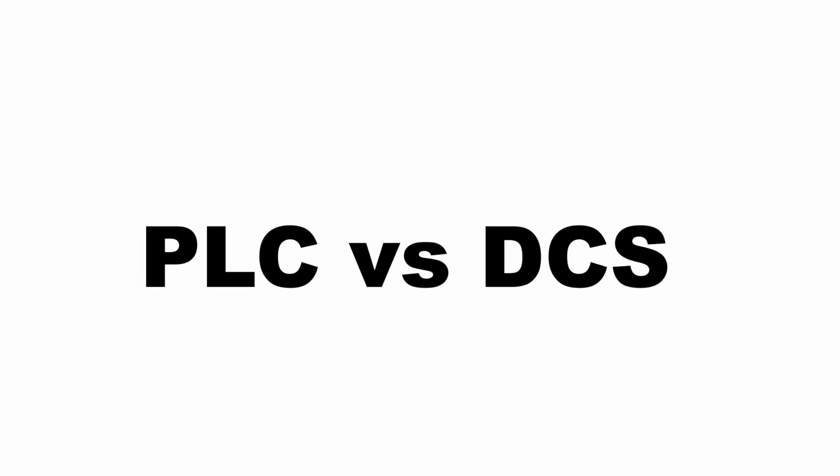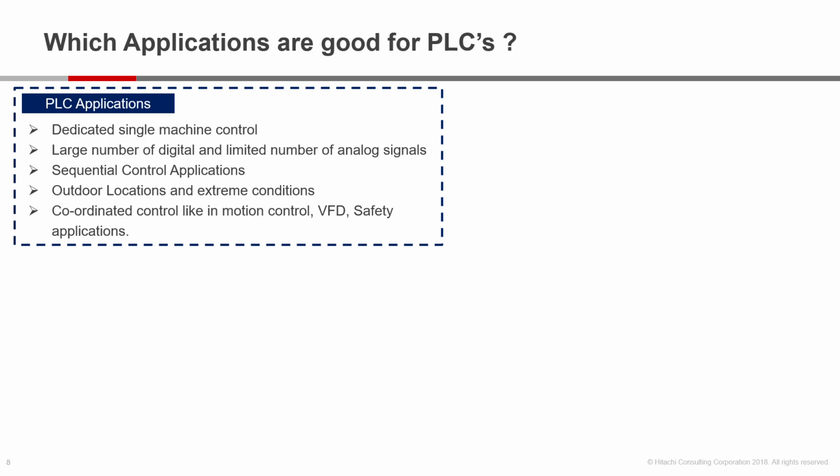Moving on to the comparison of PLC versus DCS. Let us understand what a PLC is more suitable for and what a DCS is more suitable for. Now, which applications are good for a PLC? So PLCs are typically suited for applications which have dedicated single machine control, a large number of digital and a limited number of analog signals. So you can think of a PLC as a smaller version of a controller for a DCS. It can handle a large number of digital signals, but it has a limited number of analog signals because the memory and space and RAM is lesser in size as compared to a controller for DCS.